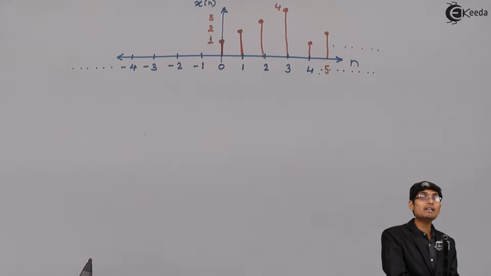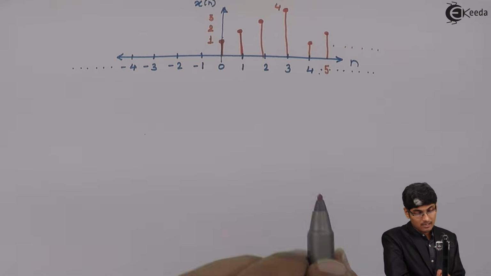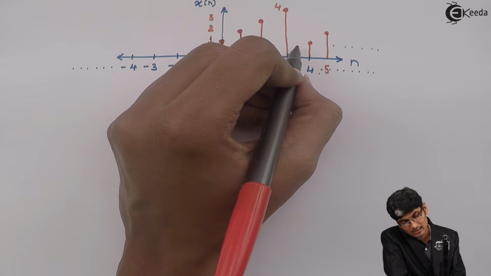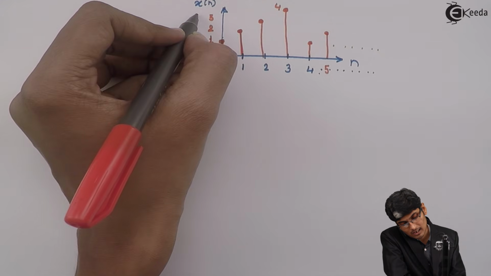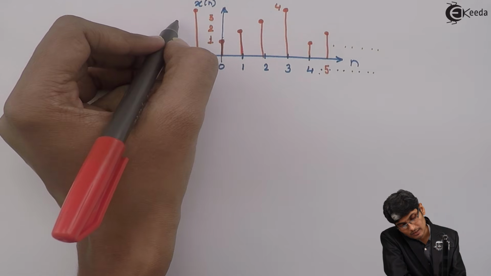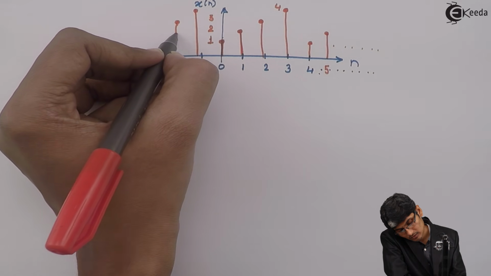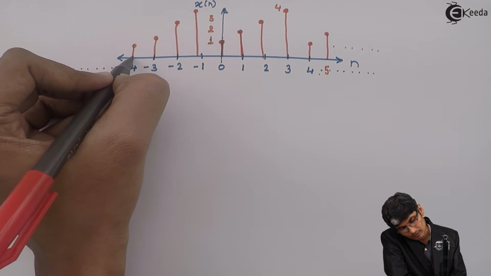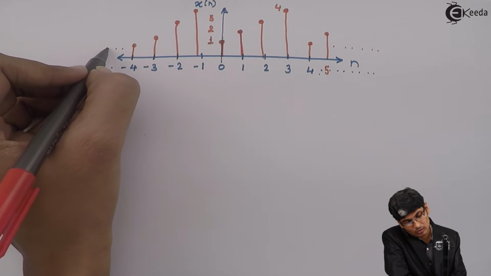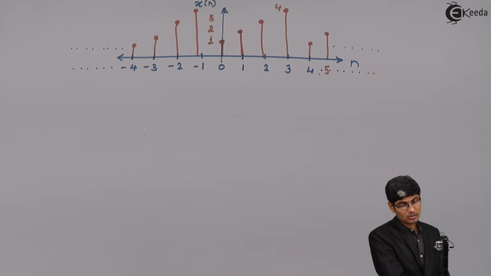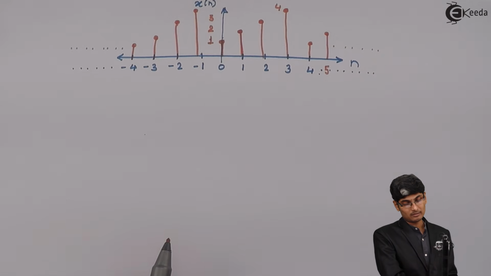So it is a never ending signal. Similarly, it will be on the negative side. Now at n is equal to minus 1, the last sample before 1 is 4. Then I will have 3, then 2, and finally 1, and this will also go on forever. It will never end. So this is my periodic signal.